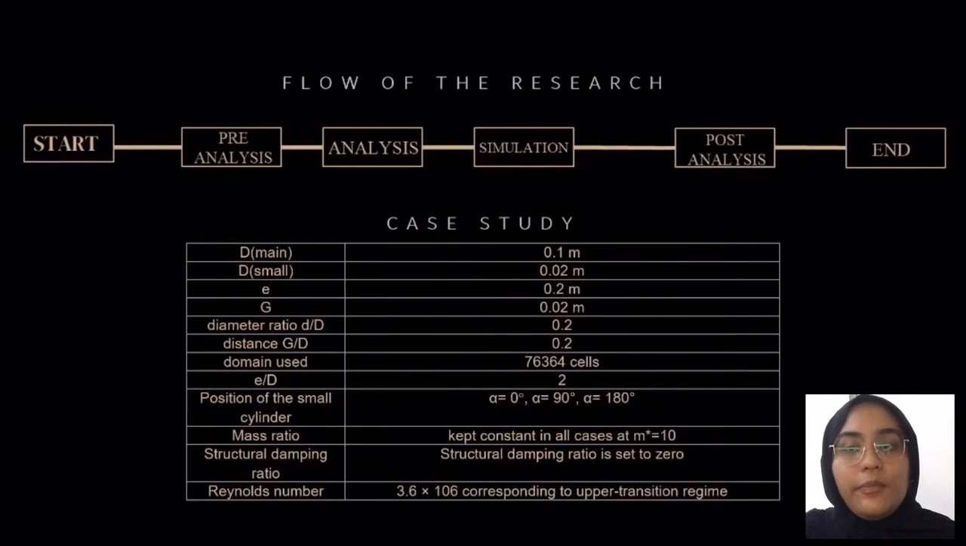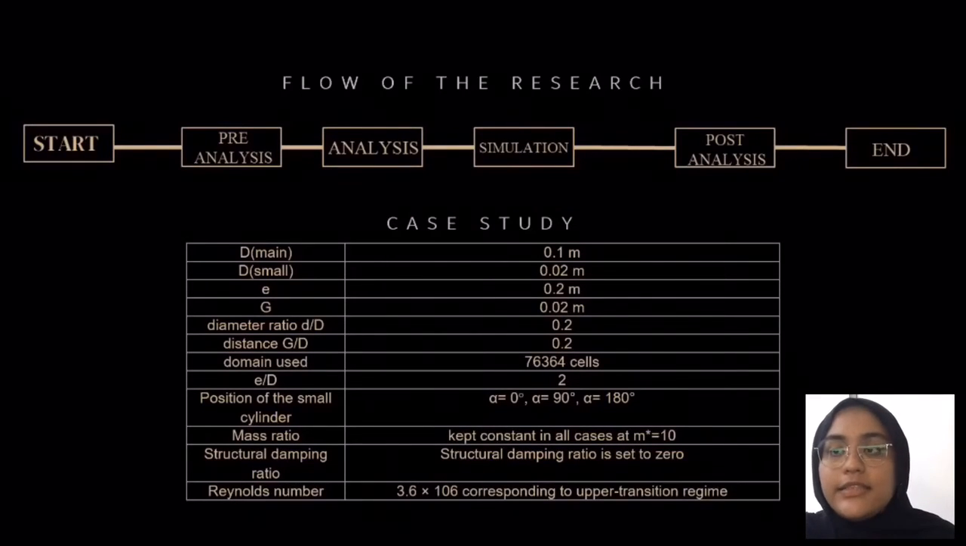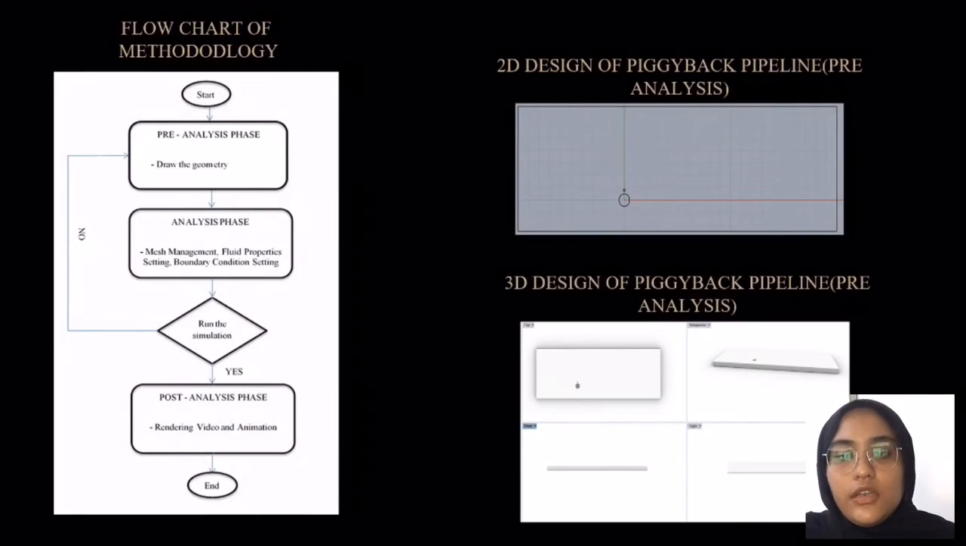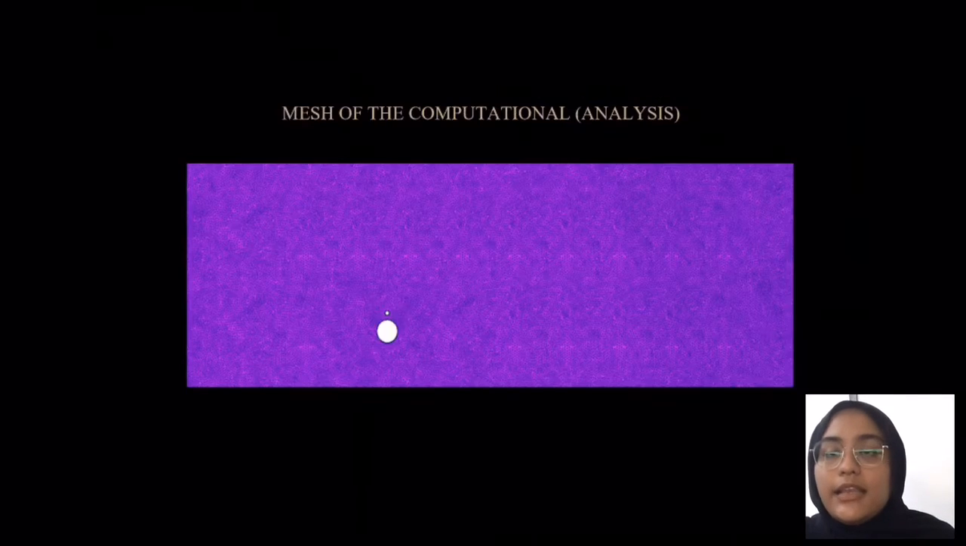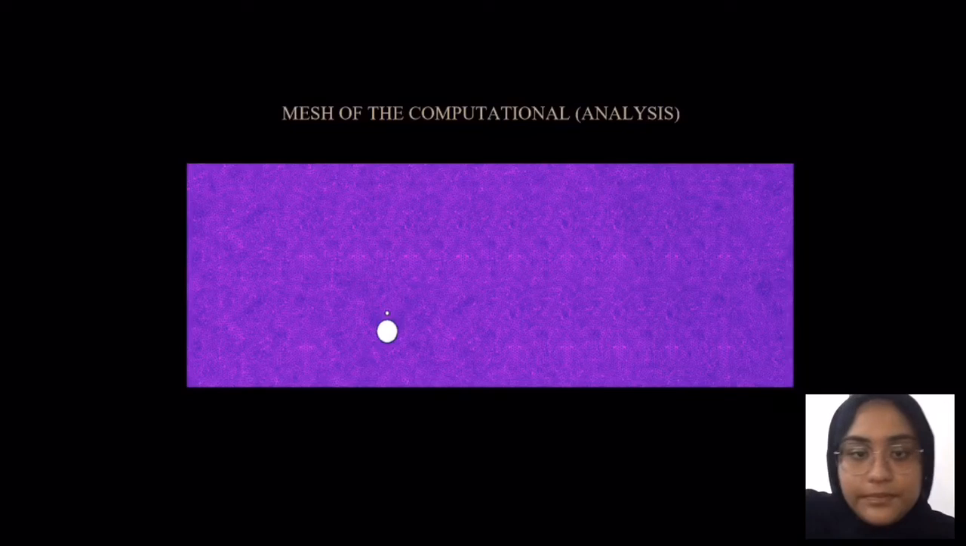Next is methodology. Here we have the flow of the research. First is starting point, pre-analysis, analysis, and then simulation, post-analysis, and the end. The case study consists of the diameter of the main pipeline, small pipeline, and other kinds of configuration. The next one is the flow chart of methodology, which is in my pre-thesis, and also we have the 2D design of piggyback pipeline, which is in the pre-analysis stage, and also the 3D design. And last but not least, we have the mesh of the computational domain, which has been done in the CFD software, and this is the analysis phase.